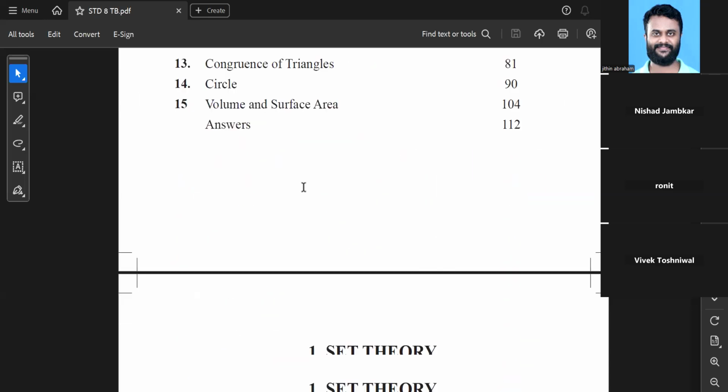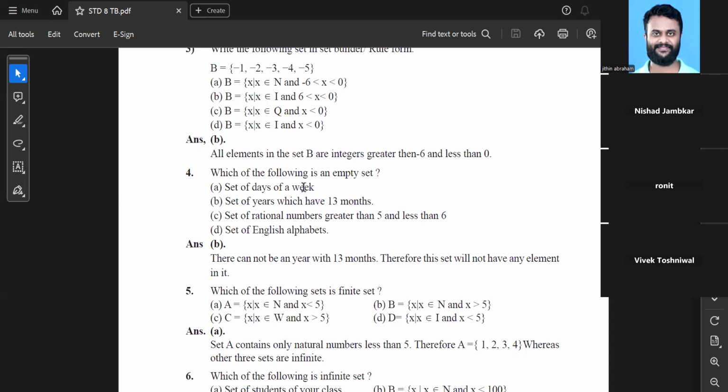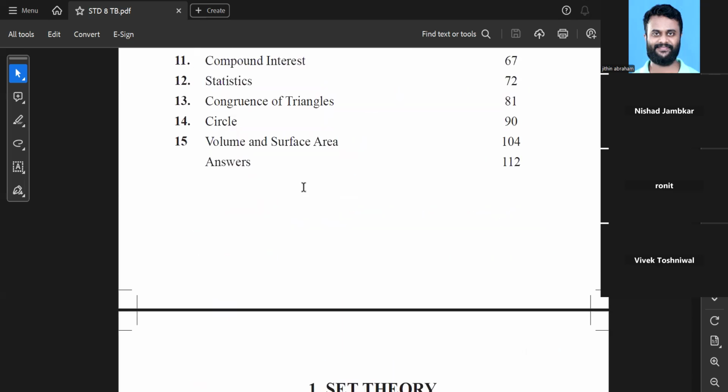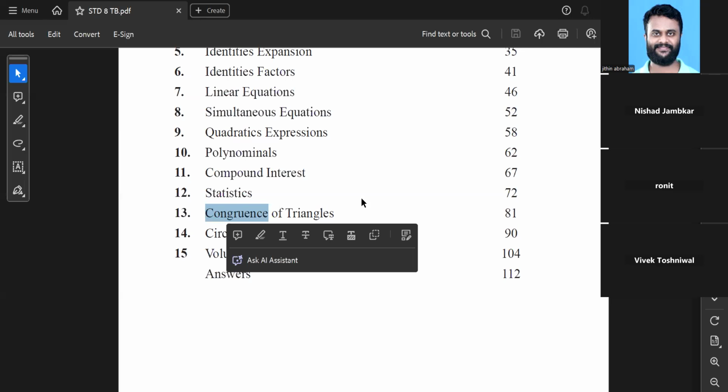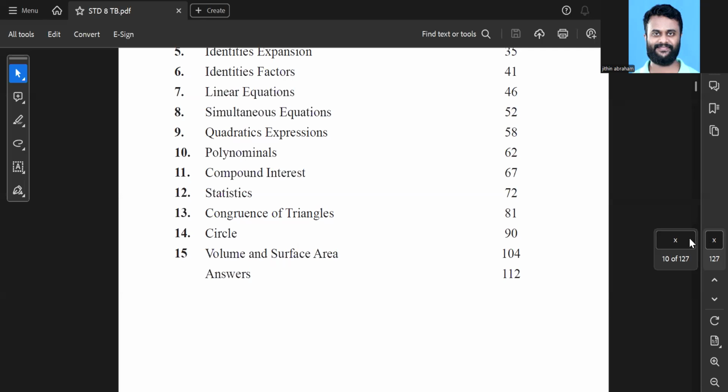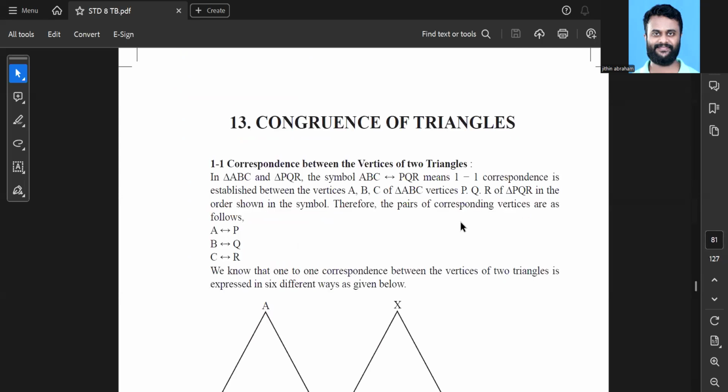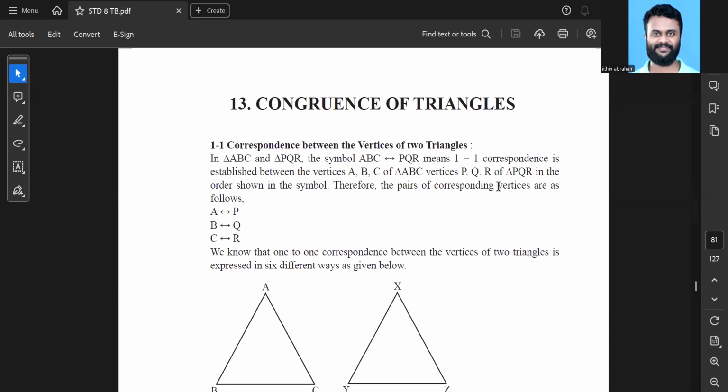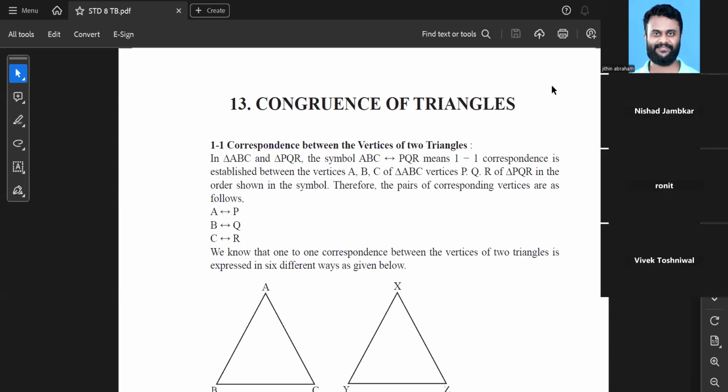Okay, so dear children, in the previous class, we completed the chapter statistics. So today we are going to start with the next chapter after statistics, that is congruence of triangles. So here it is, congruence of triangle. Now, congruence means in simple language, they are the same. Equal, congruent, they are one and the same.